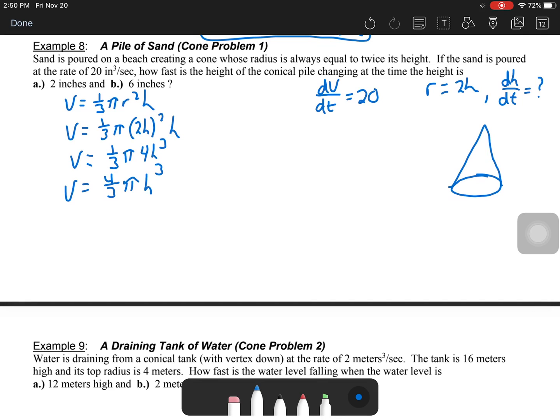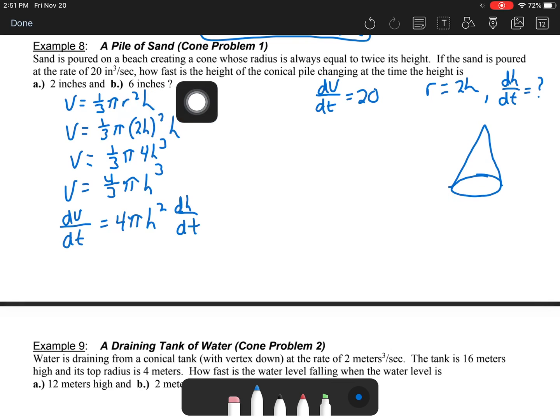That's pretty good. So if I do the derivative of this now, remember that 4/3 pi is just a constant, so we're just doing the power rule. dV/dt on the left side. On the right side, I've got 4 pi, and then h to the second power. I've multiplied this 3 down, and that canceled the 3 in the denominator, reducing the power on h to 2, and then we've got dh/dt.